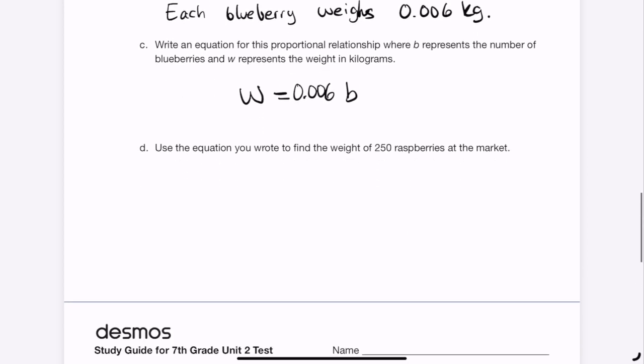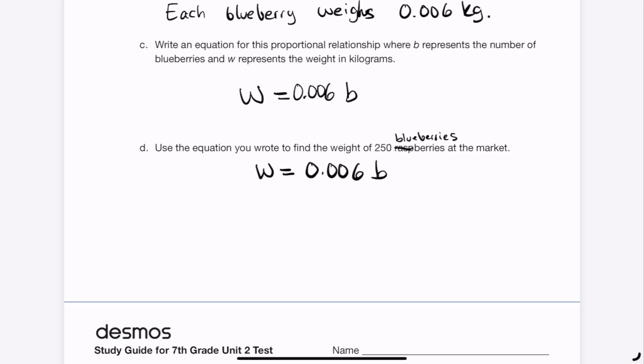All right, and then finally we're going to use the equation you wrote. So I'm going to use this equation, I'm going to rewrite it, to find the weight of 250 raspberries at the market. Oh, that should be blueberries. Always make a typo, I feel like. The question on the actual test is about raspberries, not blueberries.